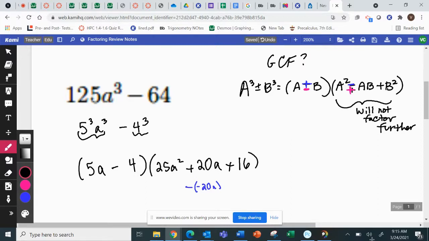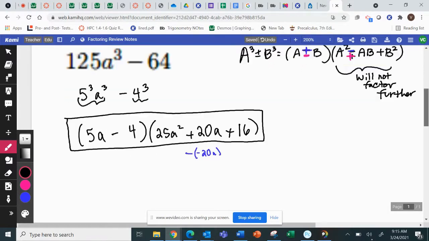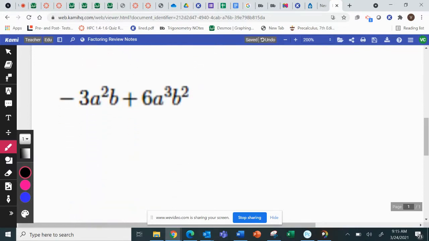And then, like I said, the second trinomial, the second parenthesis, will never be able to factor further, so this is it. It was a difference of cubes. Okay, next one, I'm going to look for my GCF.